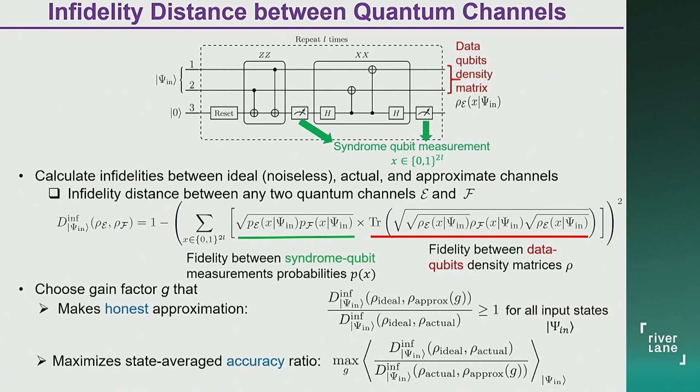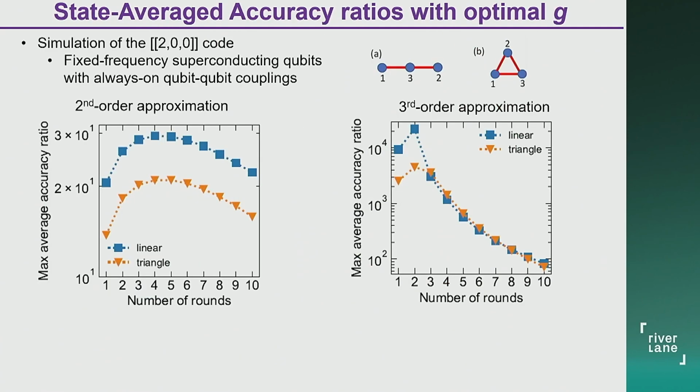Again, from these fidelity distances, we will calculate the honesty and the accuracy ratio, and we will choose the gain factor G that makes the approximation honest for all of the input states, which is basically all the Bell states, and also maximizes the accuracy ratio, which is averaged over the 4 Bell states. And here are the results.